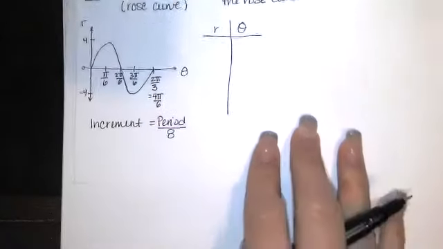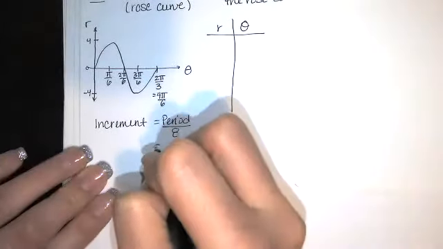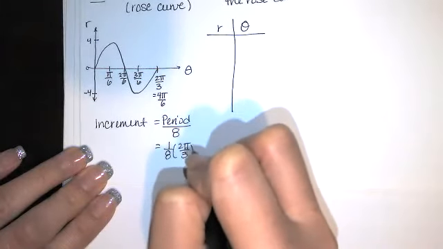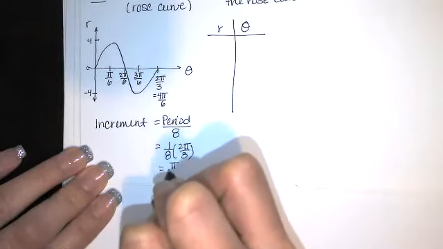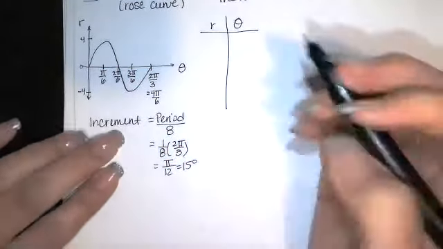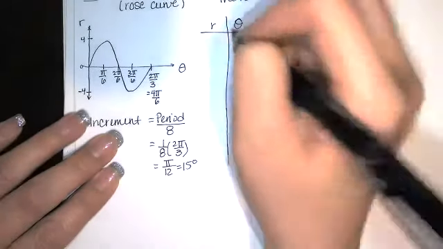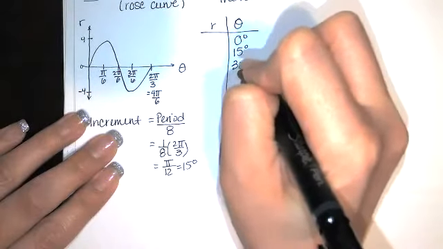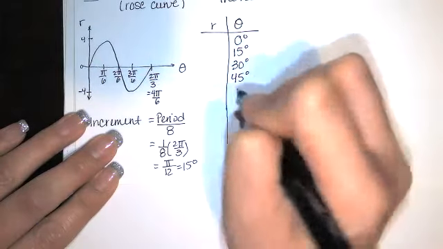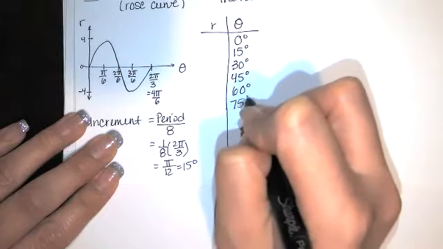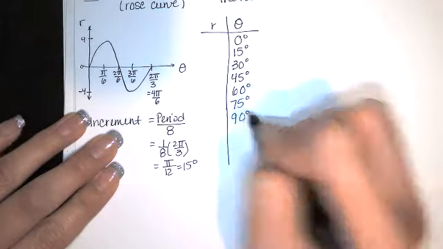And in this case, I've got 1/8 of 2 pi over 3, which ends up being pi over 12, or 15 degrees. We graphed this one already once before. So we'll use 0 degrees, 15 degrees, 30 degrees, 45 degrees, 60 degrees, 75 degrees, 90 degrees, and so on.